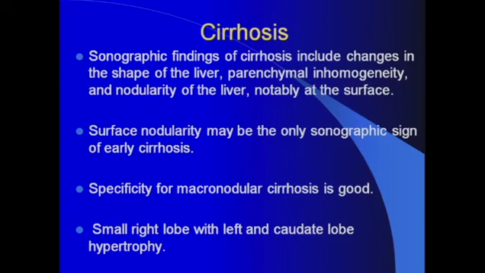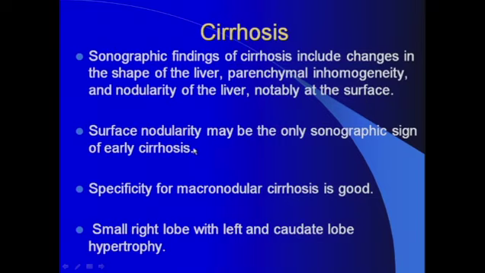Cirrhosis represents changes related to chronic liver disease and progression into end-stage liver disease. Now, what would you expect to see in cirrhotic livers by ultrasound? What we look for is changes in the shape of the liver, parenchymal inhomogeneity, and most importantly, nodularity of the liver, specifically at the surface.